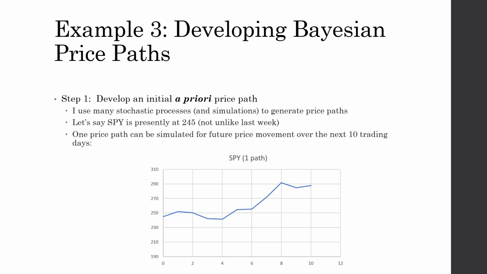So one price path. Let's say I simulate one price path, and it looks something like this over the next 10 trading days. So this would be two full trading weeks. And you can see here, it starts at 245, it goes up a little, then kind of drifts up a little bit more. Well, that's just one price path, right? And I'm simulating many of these because one of them doesn't really tell me a whole lot. So let's say I increase that and do 10 price paths.